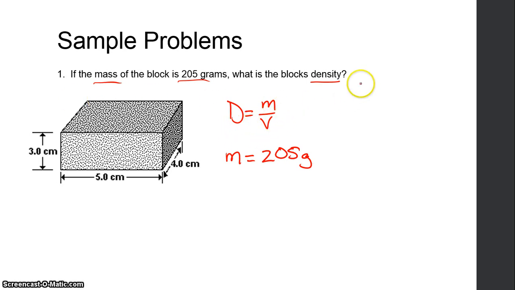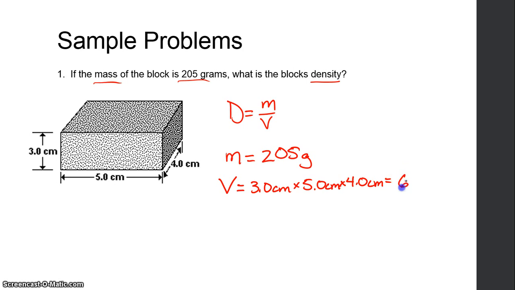If we're looking for density, that means we should also have volume somewhere in the problem. We don't have a value in the wording of the problem, but if we look at our diagram, we have a length, a width, and a height. If we want to find the volume of a cube, since we're dealing with a block here, we would do length times width times height. So we're going to take all three of these values and multiply them together. We have 3.0 centimeters times 5.0 centimeters times 4.0 centimeters.